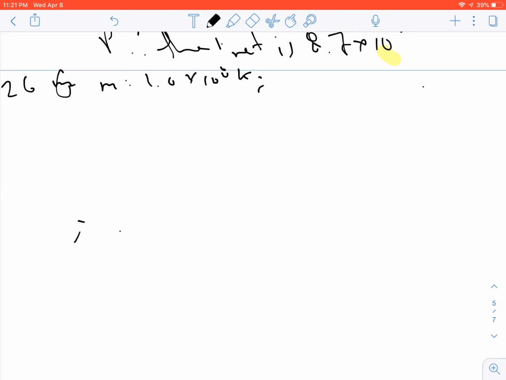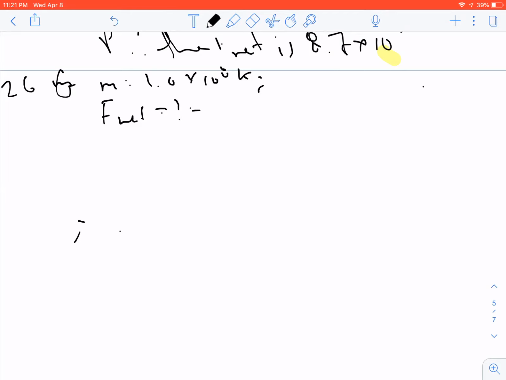It tells me that it reaches a speed of 4.1 kilometers per hour from rest after it's traveled 3.5 kilometers. What is the magnitude of the unbalanced force acting on the object? So the question's asking me for F net.